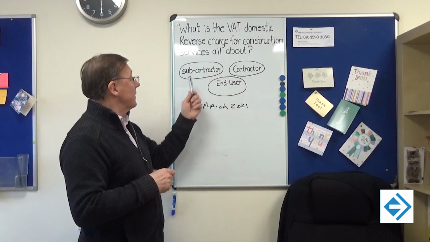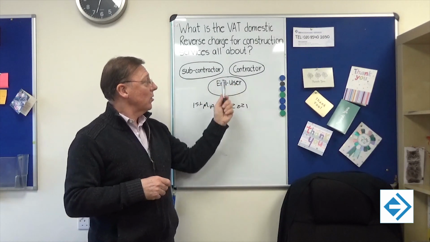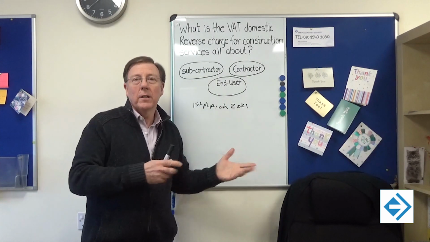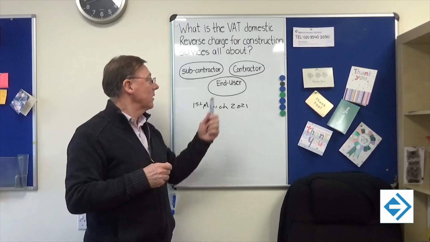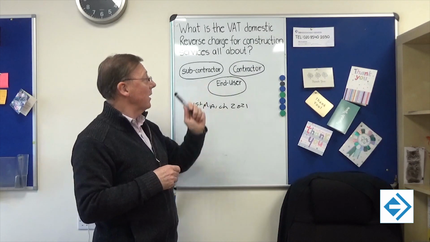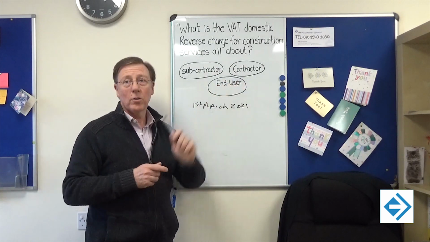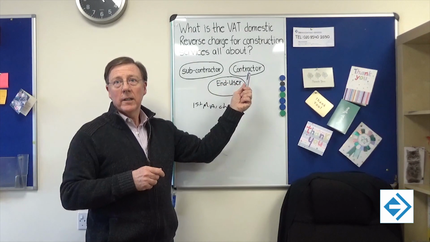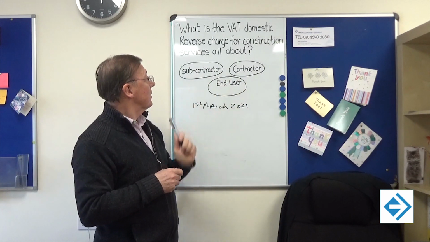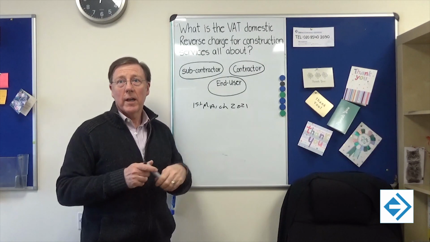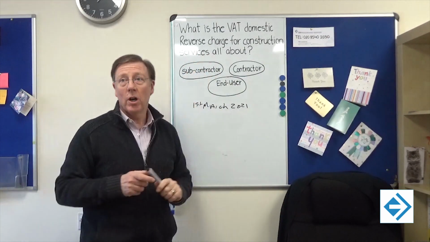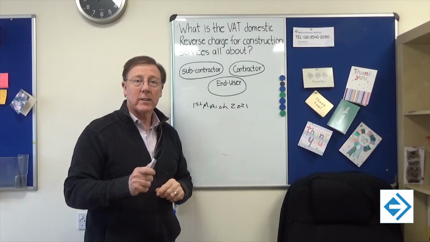So let's assume there are three parties. You've got the subcontractor, you've got the contractor and you've got the end user. The end user could be, say, a home owner, residential person. So you've got three parties here. So if a subcontractor raises a sales invoice to the contractor, if they are not an end user, then the contractor must let the subcontractor know that they are not the end user and that the domestic reverse charge then comes into play. So this is very important.